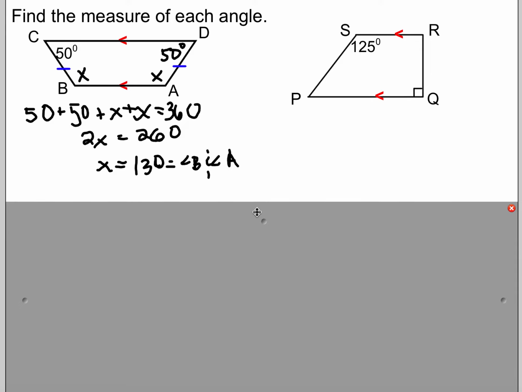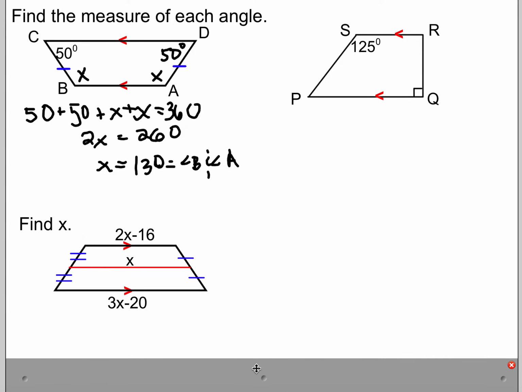What I want you to do is go ahead and do the same for this one. Use the mid-segment formula for this one to find the length of x. And then continue right along. So pause the video if you need to, go ahead and do those, and we'll check these first thing in class.